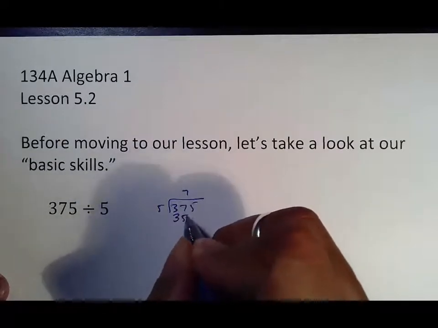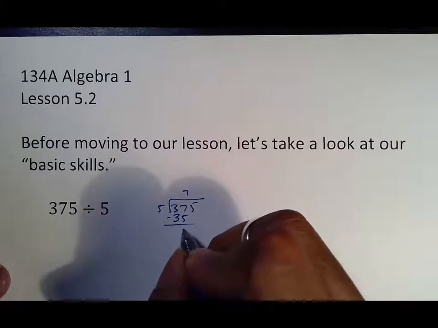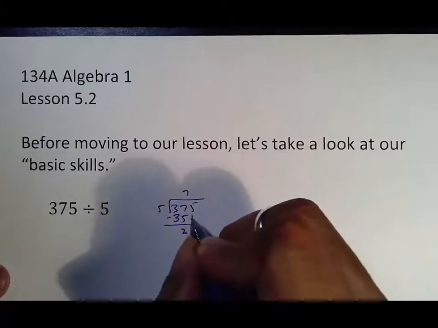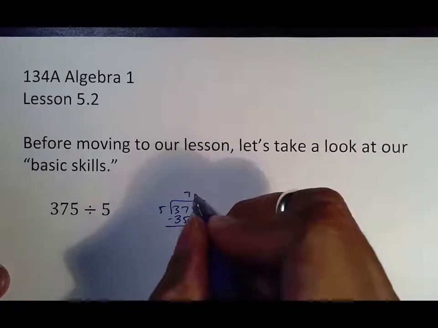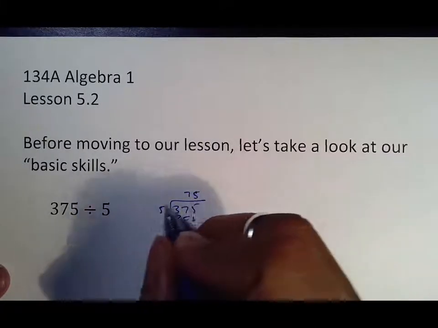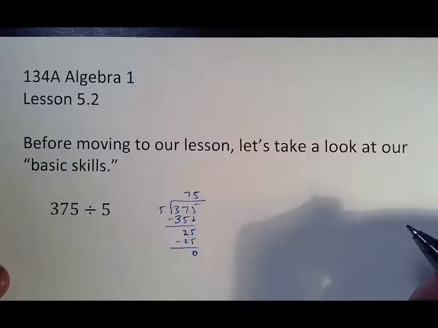You then multiply, getting 7 times 5 is 35, and switch the sign to subtract. 37 minus 35 is 2. You then bring down the next number, which is 5. You ask yourself then how many times 5 goes into 25, which is 5 times. 5 times 5 is 25. Switch the sign, subtract that, and get 0.